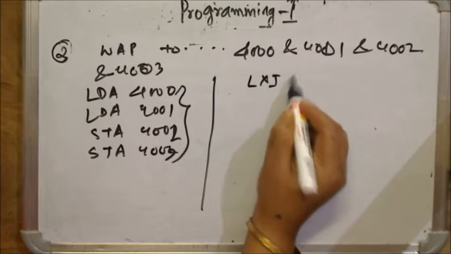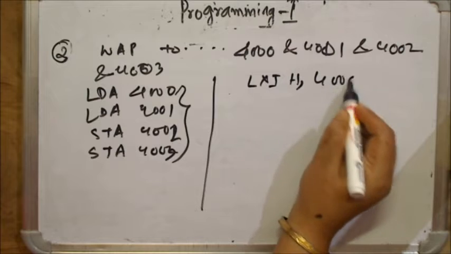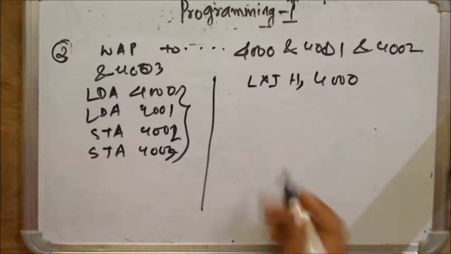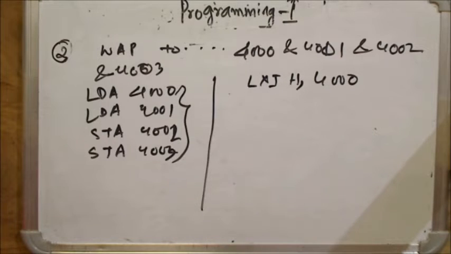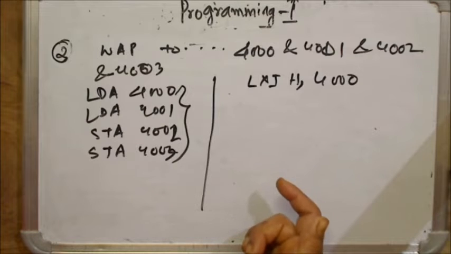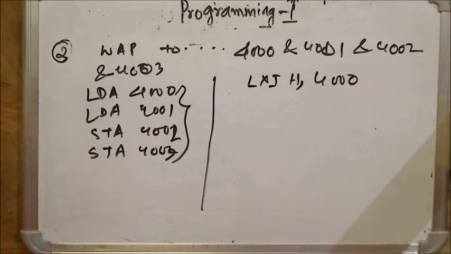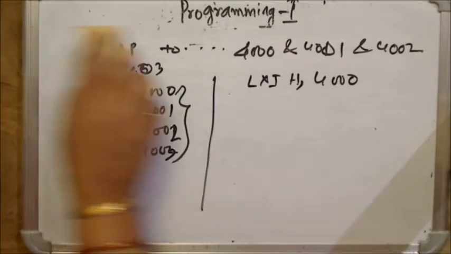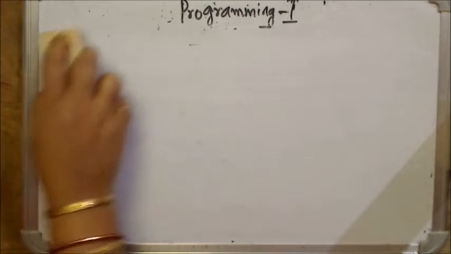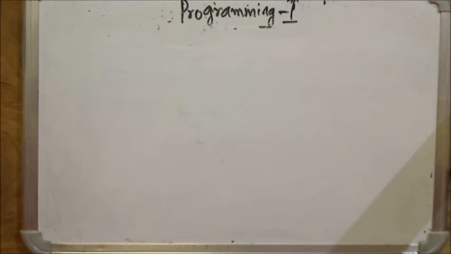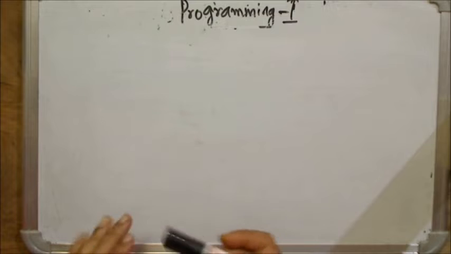That is, if you change only LXI H 4000, the remaining program will be the same. So always write the program in such a way that it can be easily modified. That's why, while programming, you should always prefer the indirect addressing mode, because if you write the program that way, it can be easily modified.